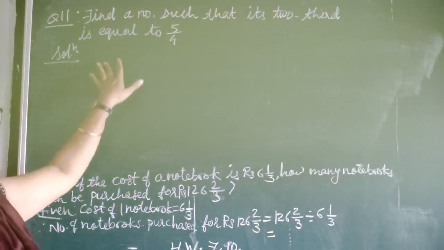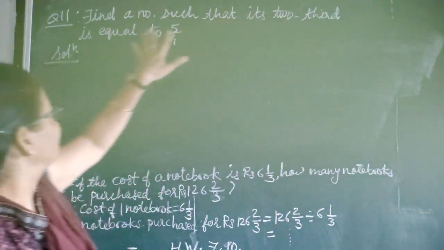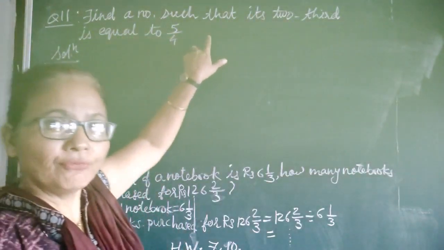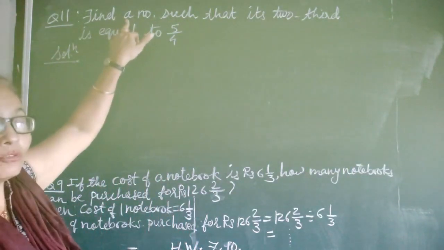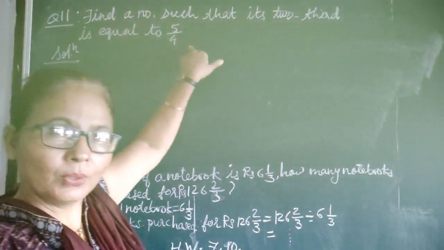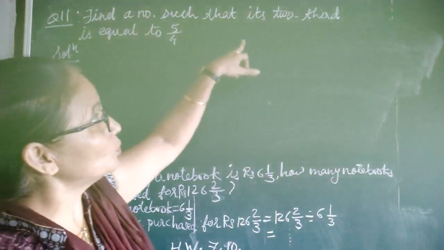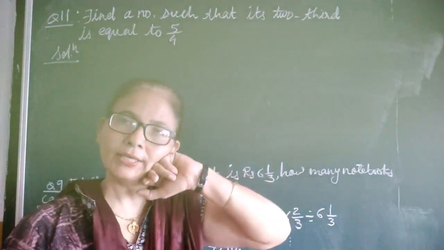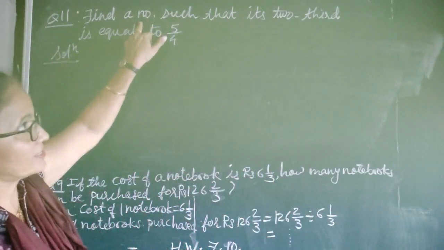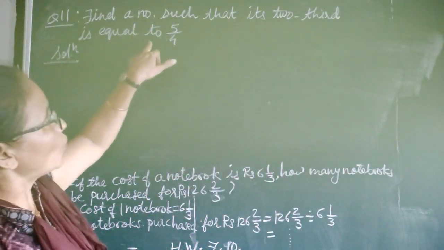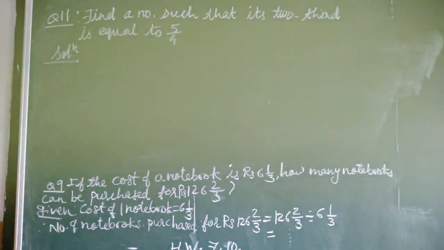See question number 11. Read it. Find a number such that its 2/3 is equal to 5 by 4. Whose 2/3? A number which you have to find. Do you know that number? No. So let the required number be x. 2/3 means 2 by 3. So 2 by 3 of x is equal to what is given? 5 by 4. So this type of sums we have already studied.